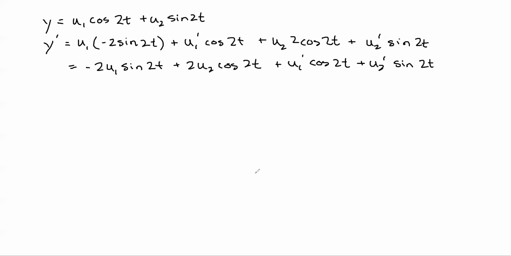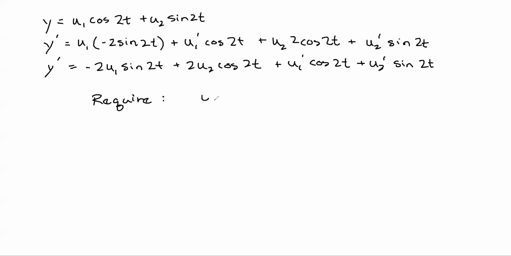Now at this point, we're going to do something strange. We're going to take this second part of the equation for y prime, and we're going to say that has to be 0. We're going to add a requirement.